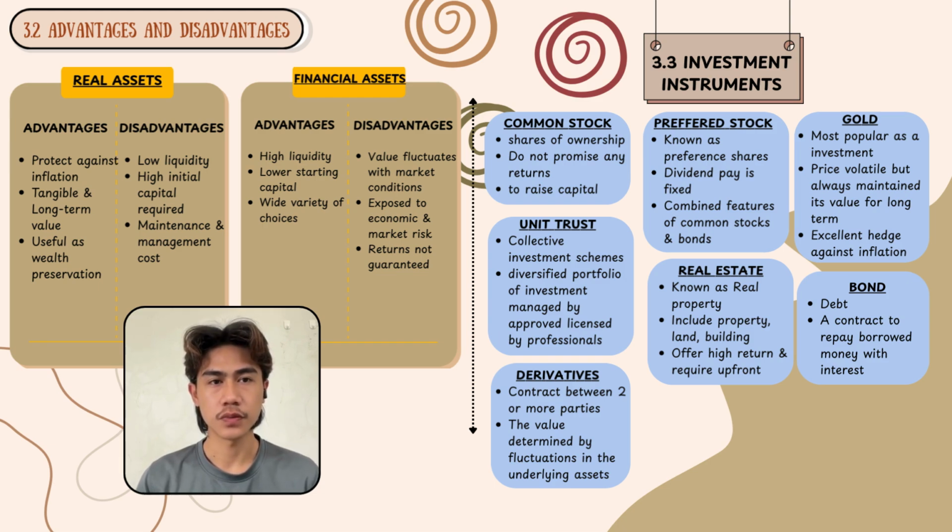Moving on, investment instruments. Common stock represent ownership in a company but do not promise fixed returns. Preferred stocks offer fixed dividends and combine features of both stocks and bonds. Unit trusts are collective investment managed by professionals and provide diversification. Derivatives depend on underlying assets prices. Real estate involve property investment with high return but high upfront costs. Bonds are debt instruments where borrowed money is repaid with interest, while gold is popular as long-term hedge against inflation.